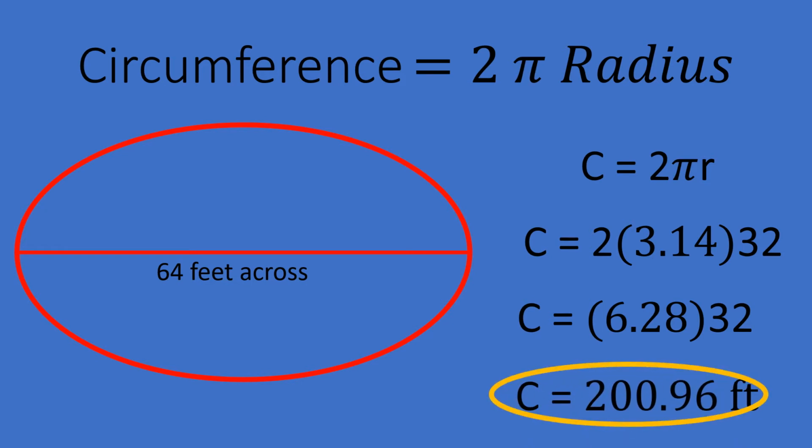So it ends up being the same value as what we did with circumference equals pi times d. I just don't like this because I think it's a little bit confusing.